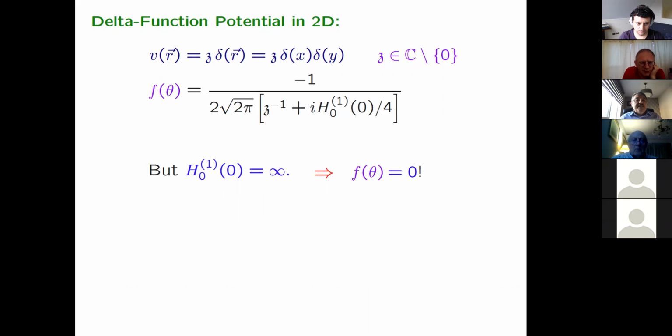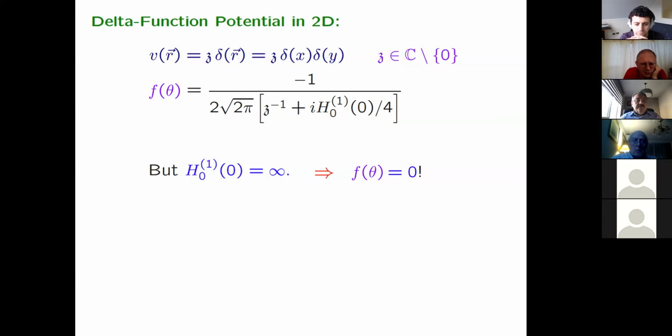So it seems that this calculation tells you that F of theta is identically 0 for all frequencies. That means point scatterers don't scatter, which is not true. It violates, for example, the uniqueness of inverse scattering. You can't have a potential which doesn't scatter for all frequencies, because that is the property of the vacuum.